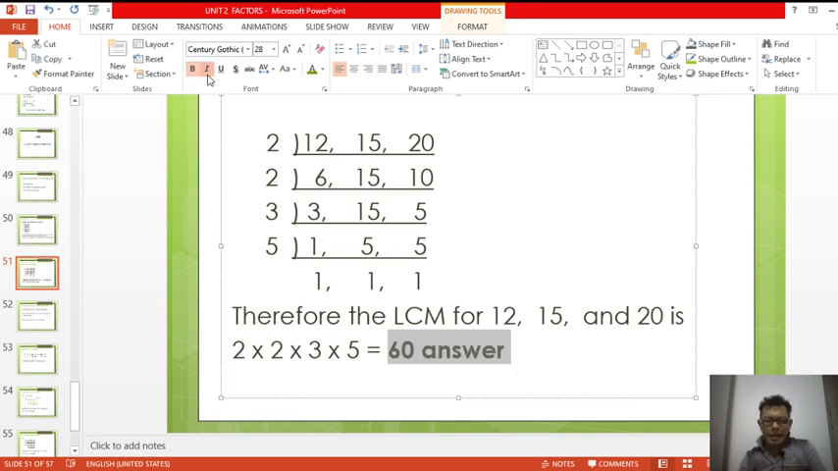Okay, so that is your answer. Your answer is 60, not this one, okay? Not this one. This is not the answer. That is still part of the working. This one is from here. See? 2, 2, 3, 5. You just multiply it, but the answer here is 60. That is your LCM. Okay, I hope you understand this.